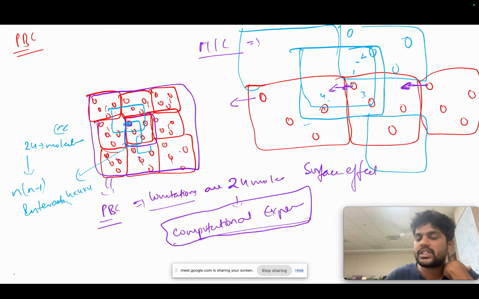It means you are just interacting 1 with 2, 1 with 3, 1 with 4, 2 with 3, 2 with 4. Because you are making the boxes, right? You understood what I'm saying?